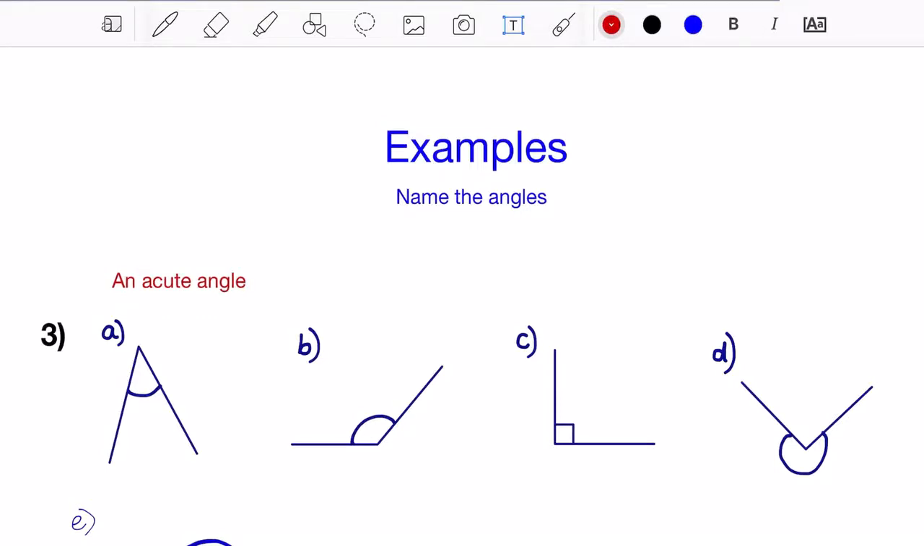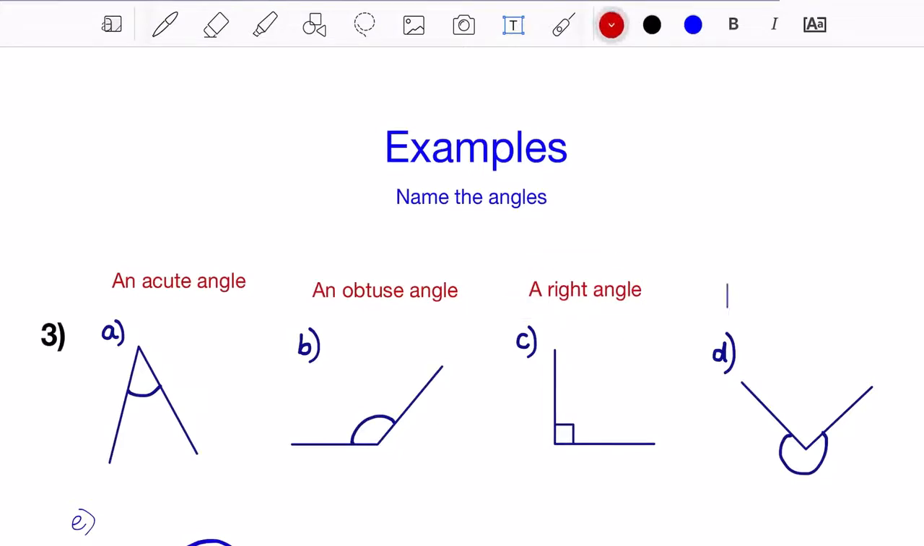B, it's more than 90 degrees but less than 180 degrees. So this is an obtuse angle. C, C is exactly 90 degrees. This is called a right angle.